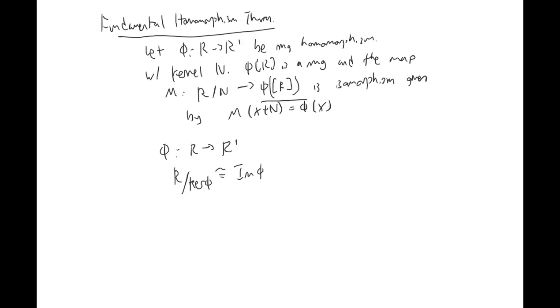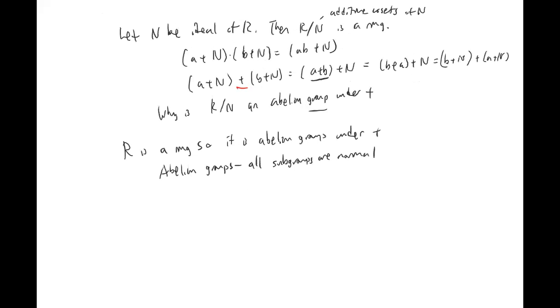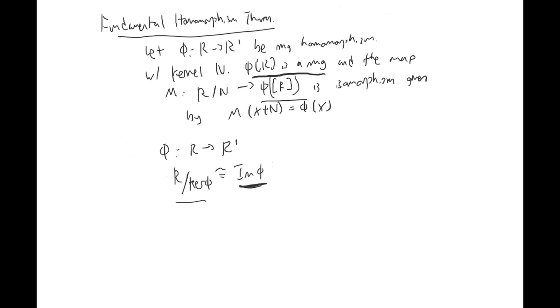Before this, I'm not going to prove the whole thing. But what do I mean by it's isomorphic as rings? You would have to check that the image of phi, i.e., phi of R, is a ring. That's one thing you have to check. Another thing is, in order for R quotient N to be a ring, we're taking N to be an ideal. So for this to make sense, the kernel of phi had better be an ideal.